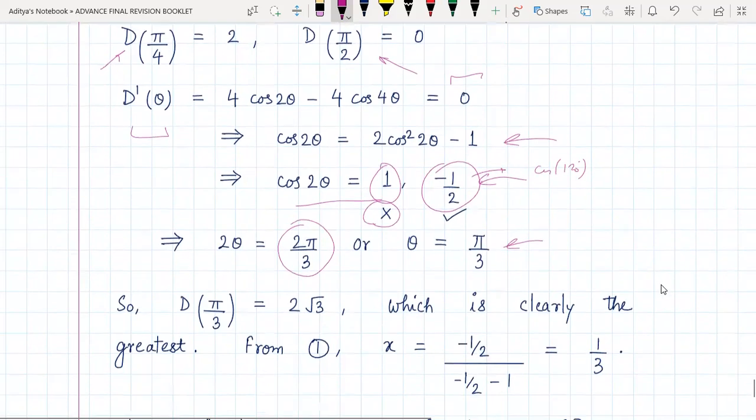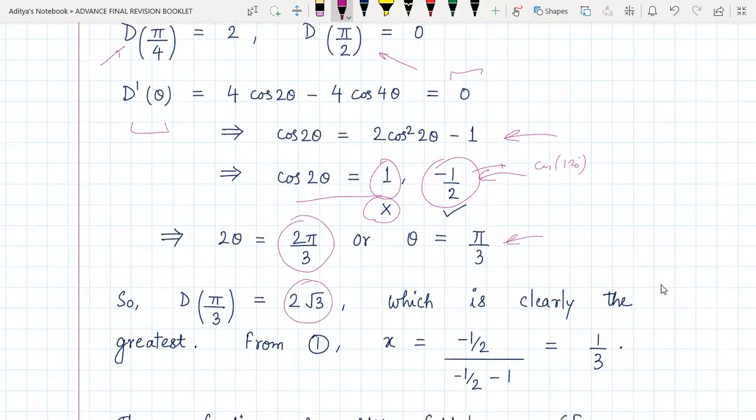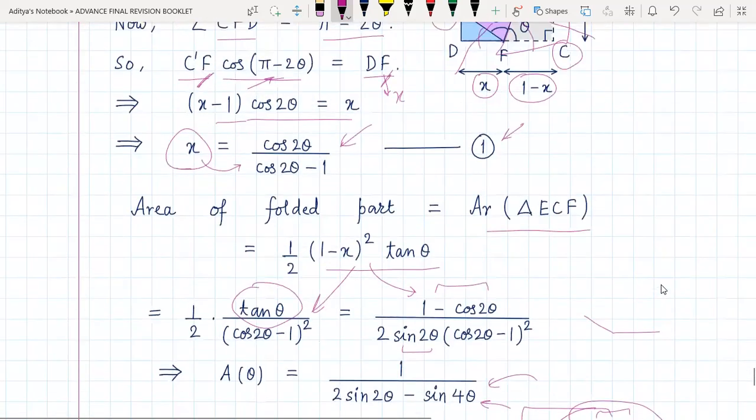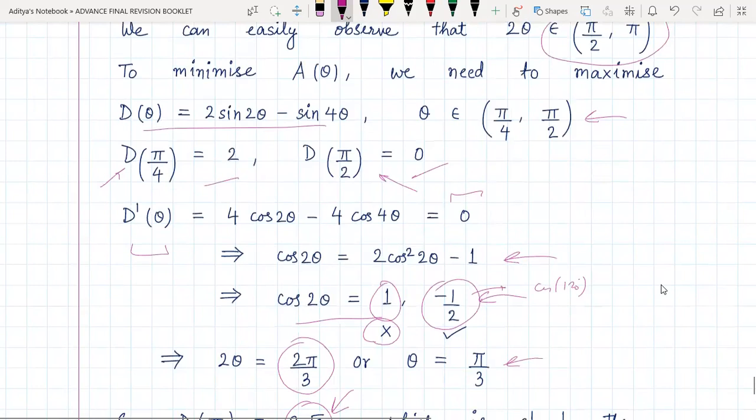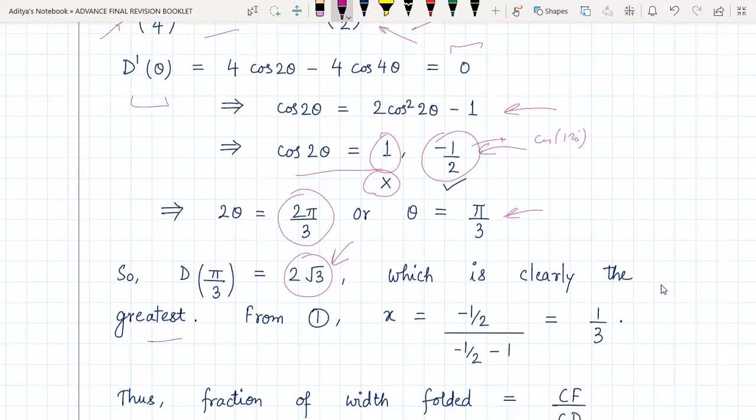Now D of pi by 3 comes out to be 2 root 3, which is clearly the greatest among these values, 2, 0 and 2 root 3. So obviously this is the greatest, so this will be accepted as the global maximum. So from equation number 1, what was equation number 1? It was x in terms of theta. So when theta is equal to 60 degrees, x comes out to be this quantity, which is simply 1 by 3.